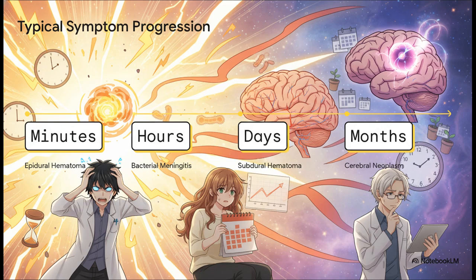Okay, this really lays it all out for us, doesn't it? Look at how different these are. On one end, you have things that hit you like a ton of bricks, hard and fast. An epidural hematoma, that can develop in minutes. Bacterial meningitis, we're talking hours. A subdural hematoma might give you a little more time, hours to days. But then, look all the way at the other end of the spectrum. There's only one suspect on our list that fits a timeline of weeks to months.